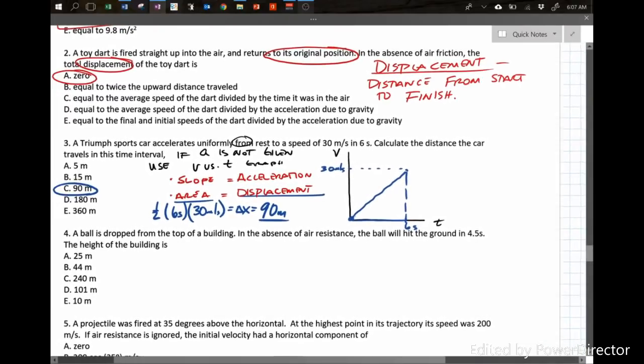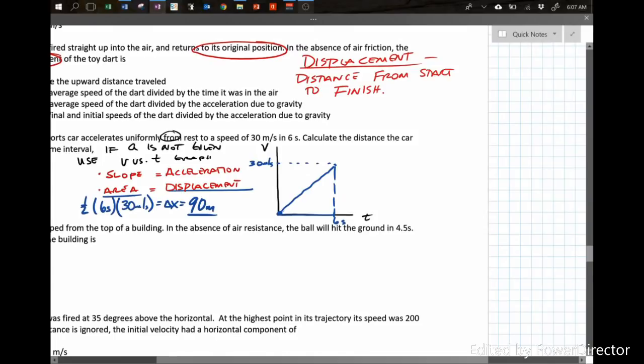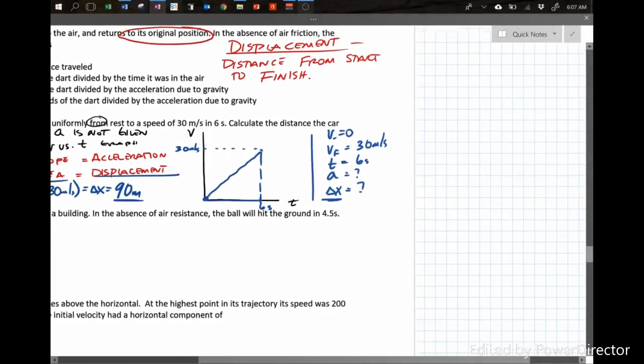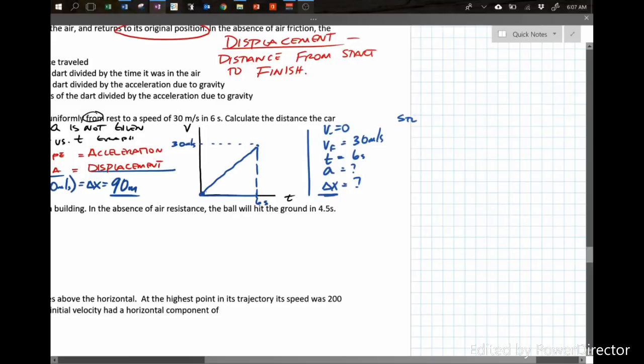If you wanted to use equations to go through that, I'll show that too. List out our givens. The initial velocity is 0. The final velocity is 30 meters per second. The time is 6 seconds. The acceleration is unknown. And ultimately, we want the delta x. Step 1 is always find the acceleration.